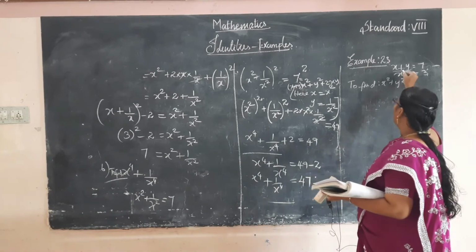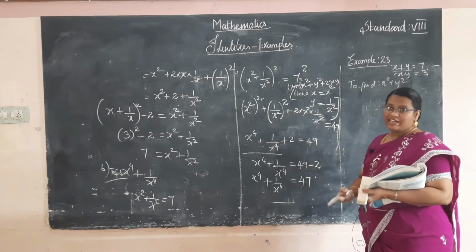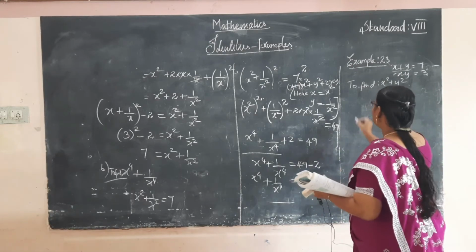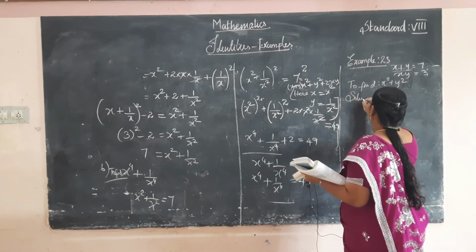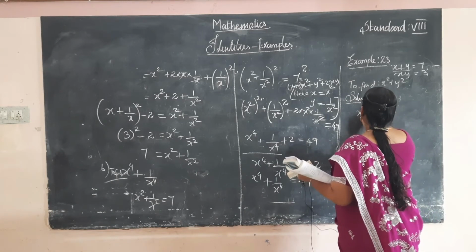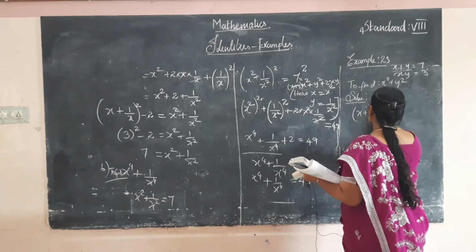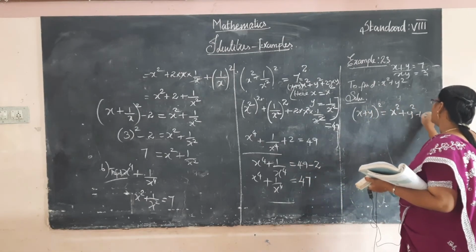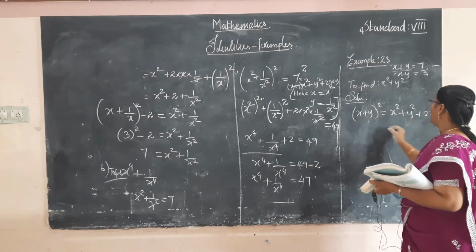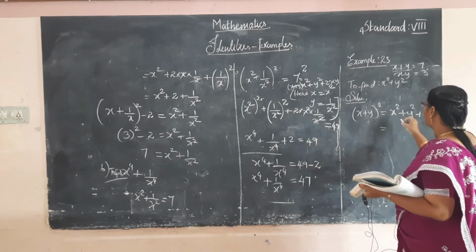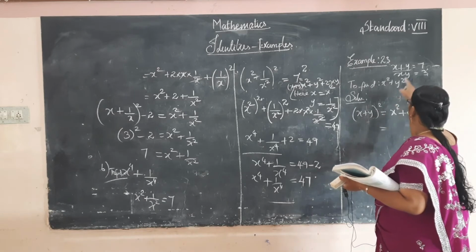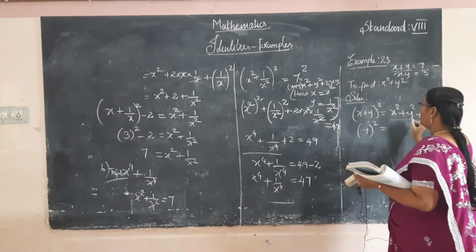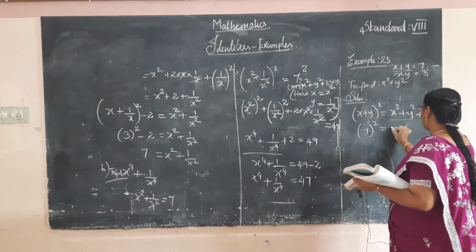Where a negative value is given, you use identity 2. Here a positive value is given, so you use identity 1. What is that? x plus y the whole squared is equal to x square plus y square plus 2xy. Okay, now substitute the values. The value of x plus y is 7, so 7 square. You have to find the value of x square plus y square.